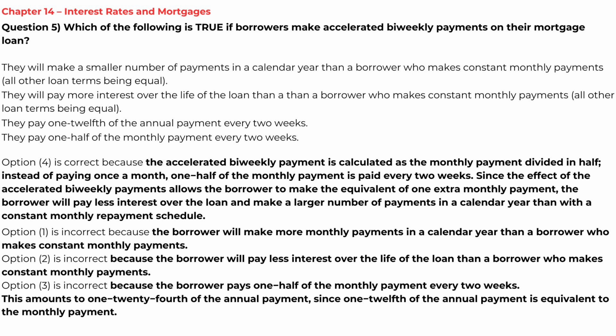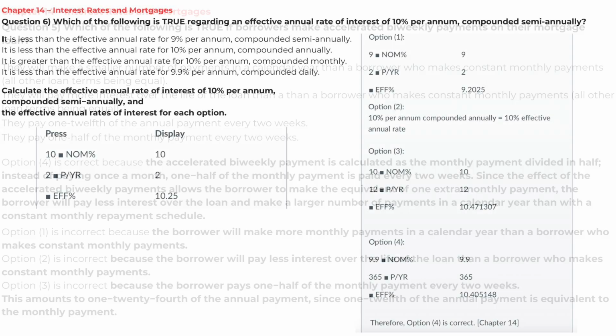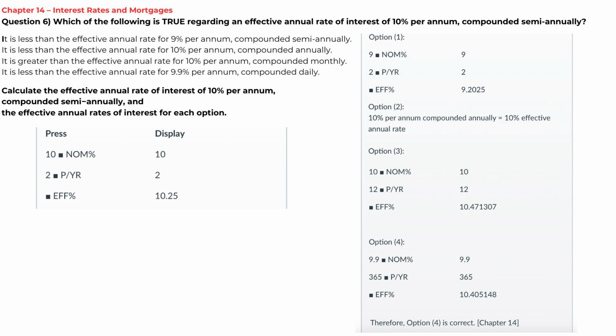This amounts to 1/24 of the annual payment, since 1/12 of the annual payment is equivalent to the monthly payment. Question 6. Which of the following is true regarding an effective annual rate of interest of 10% per annum, compounded semi-annually? Correct answer: it is less than the effective annual rate for 9.9% per annum, compounded daily.